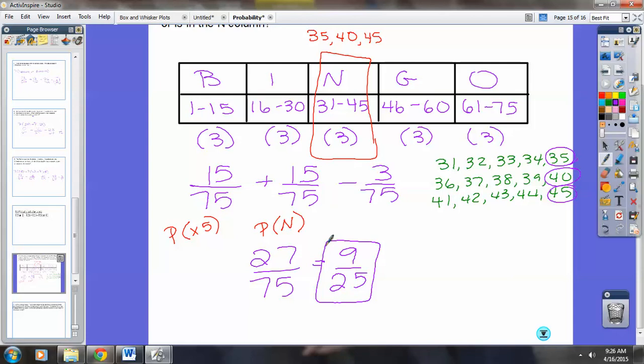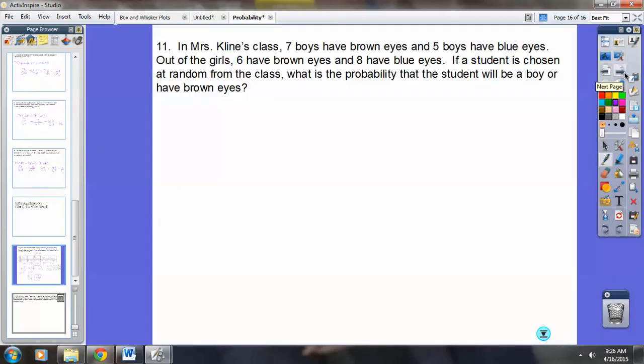Let's look at another example where we've got a not mutually exclusive event and we're going to subtract out. Let's make it our last example. In Mrs. Klein's class, 7 boys have brown eyes and 5 boys have blue eyes. Out of the girls, 6 have brown eyes and 8 have blue eyes. If a student is chosen at random from the class, what is the probability that the student will be a boy or have brown eyes? So we want to find the probability that we are going to select a boy or a student with brown eyes.